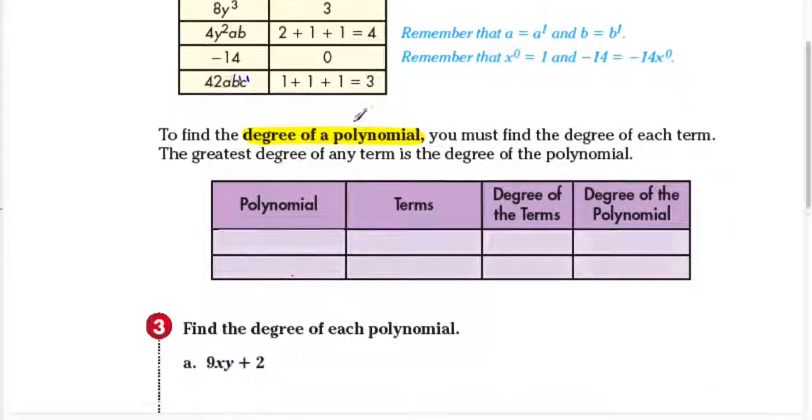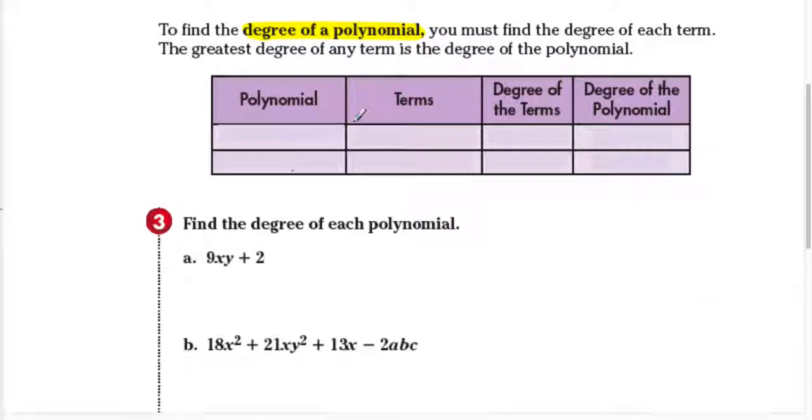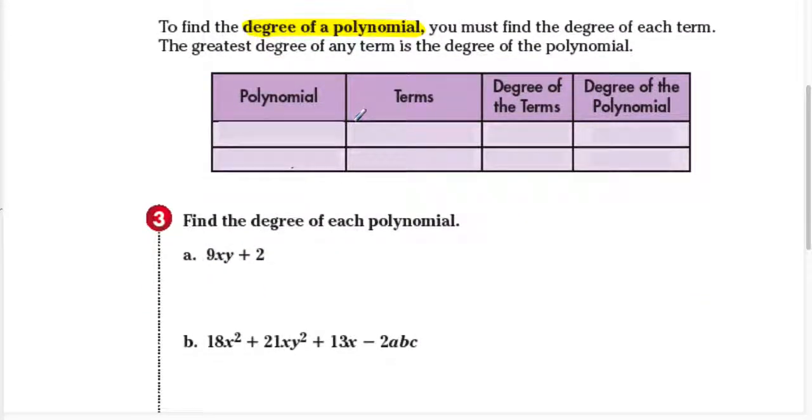Okay, let's take a look at the degree of a polynomial. Degree of a polynomial, you must find the degree of each term. Okay, and then the greatest degree of any term is the degree of the polynomial. Again, this can be confusing, so listen up. The greatest degree of any term is the degree of the polynomial.